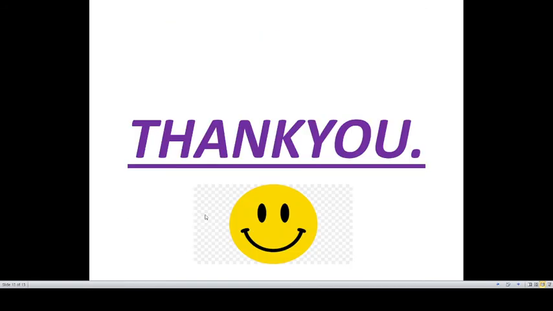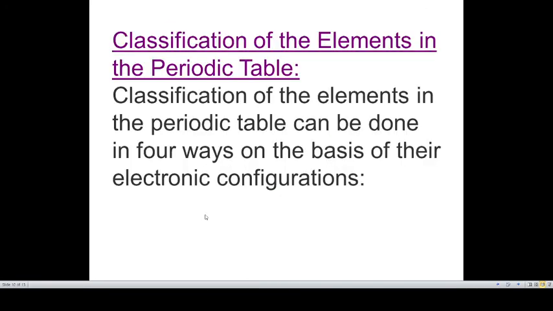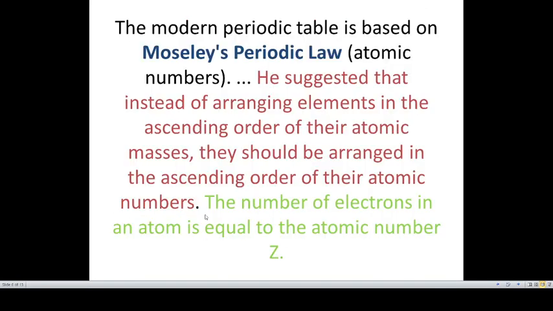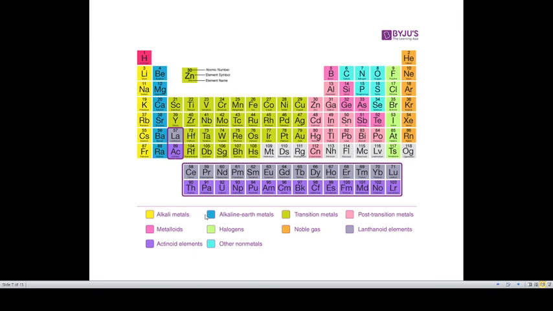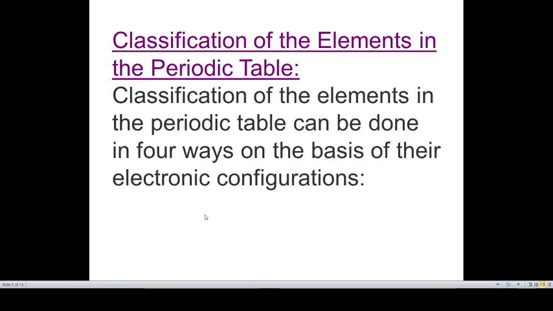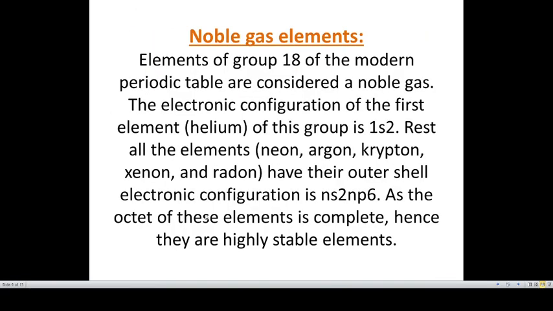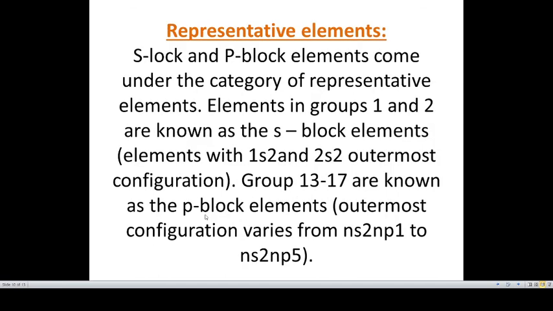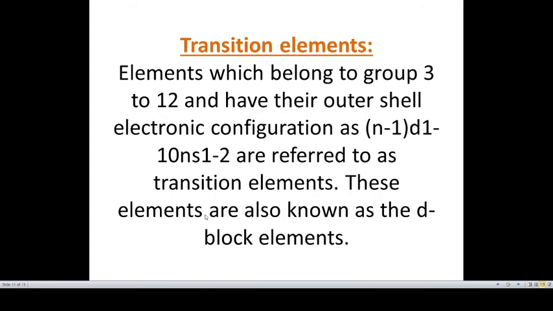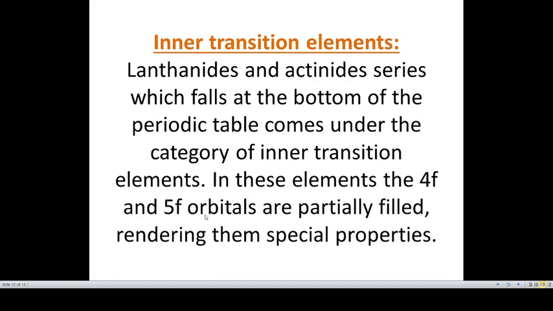Okay. So we have seen the periodic table, the modern periodic table, Moseley's periodic table. This table we will be studying in detail in my further videos. This was just for reference purposes, and you have seen the classification. There are 4 types of classification. Group 18 comes under noble gas elements. S block as well as P block come under the representative elements, and transition elements are groups 3 to 12, that is D block elements, and inner transition elements are the lanthanide and actinide series.